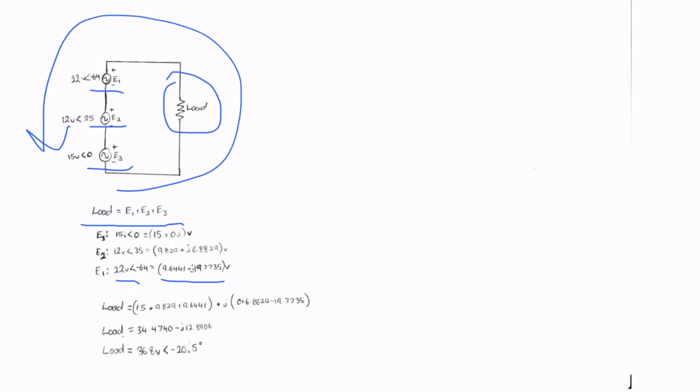So we add the X components, we add the Y components, and we get that load is equal to 15 plus 9.89 plus 9.6441 plus all the Y components added with J. We change this back to polar form and we get 36.8 volts with an angle of minus 20.5 degrees.